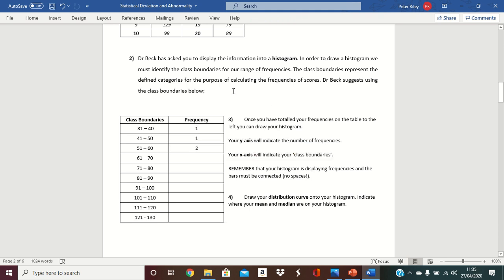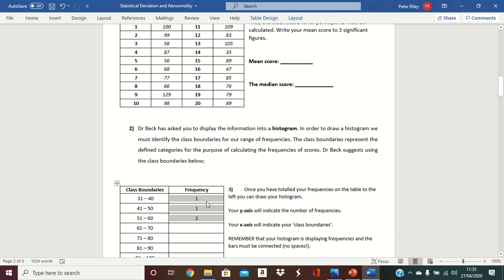And to do that, what we need to do is identify class boundaries for our x-axes. Well, Dr. Beck suggests using the class boundaries below. So class boundaries 31 to 40, 41 to 50, 51 to 60, etc. What we need to do is calculate the frequency in which these class boundaries occur. That way we will know how high to draw each bar, how high on our y-axis according to our x-axis.